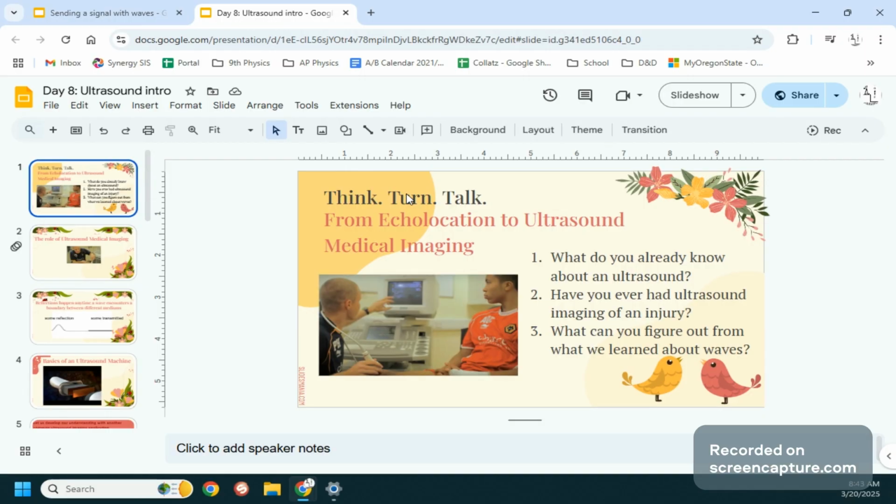All right. Hopefully you guys were able to talk through this with your group. And the idea of how an ultrasound works, we're going to get into more today. But really, the basic idea is very similar to the way that echolocation works and the way that we talked about echolocation last time.